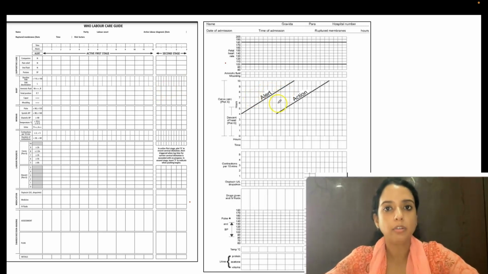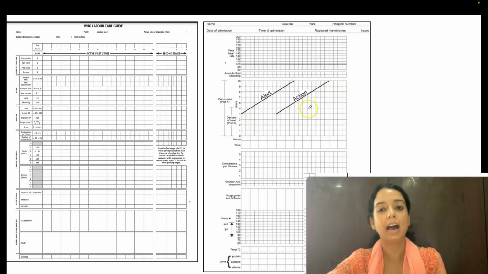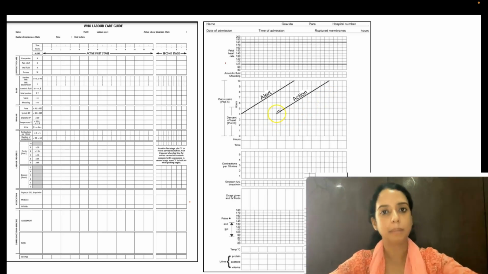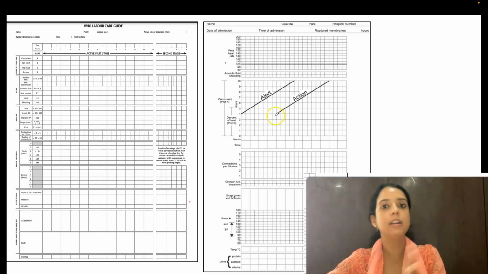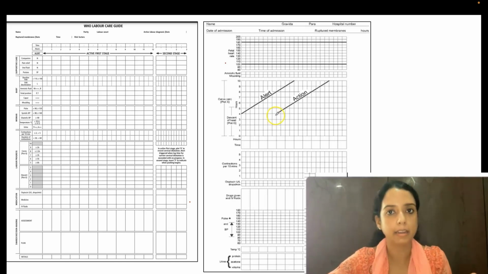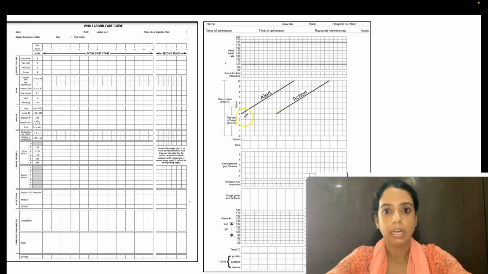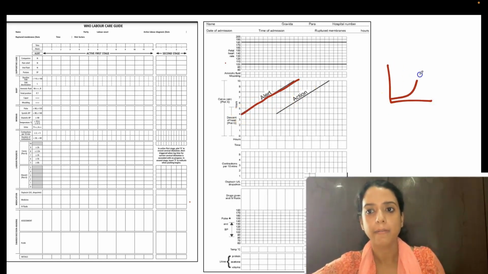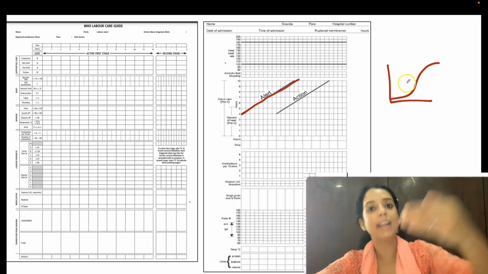Why did we need a new partogram? Because there were many discrepancies. It was said that here the alert and action lines are very linear lines. They expect every woman to dilate at a rate of 1 centimeter per hour irrespective of the parity of the mother, whereas dilatation differs with respect to parity. Also, as the dilatation increases, the rate of dilatation also increases. So it was said that the progress of labor is never linear like this. It is more of a sigmoid graph, that as the cervical dilatation increases, the rate also increases.